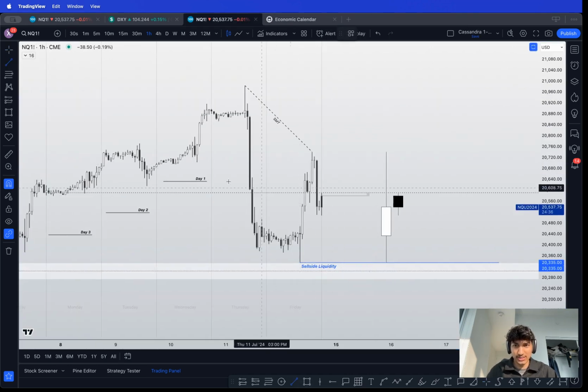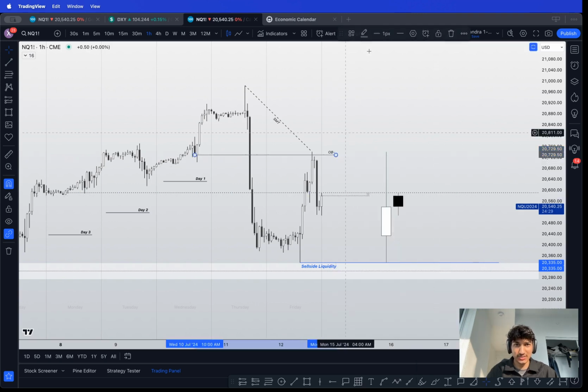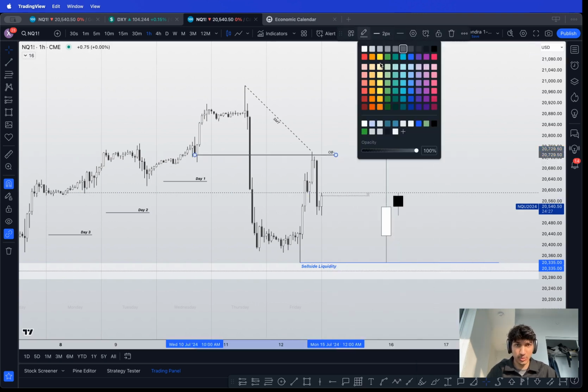Now, interestingly, you can see that price came back in to this hourly order block, or the change in state of delivery area, whatever words or whatever term you want to use.